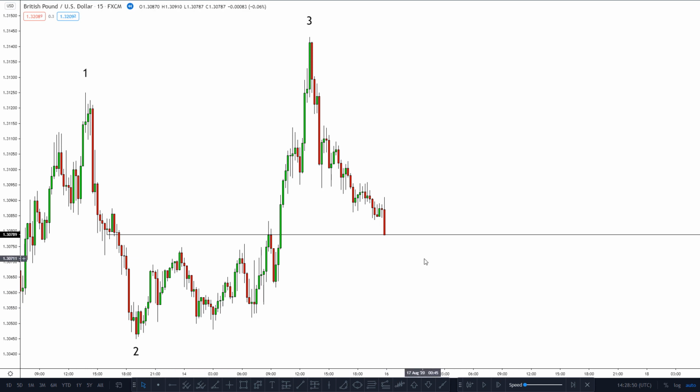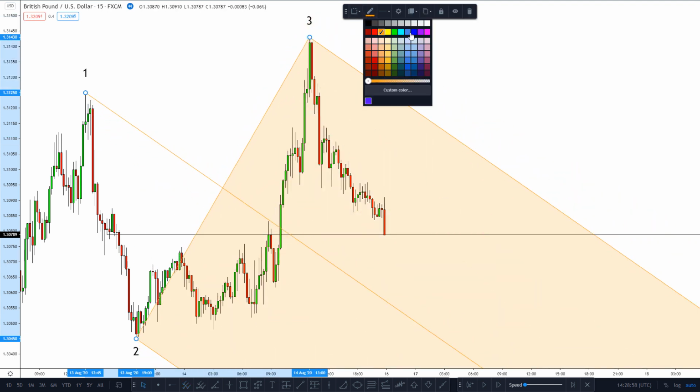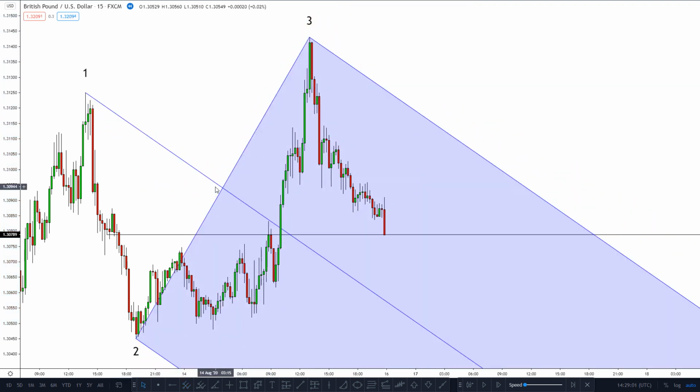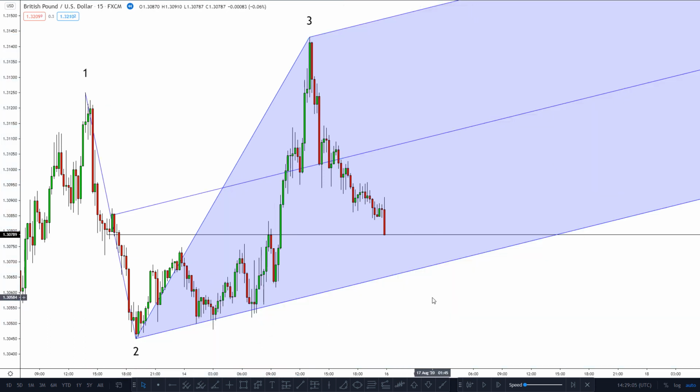We can observe this more objectively by plotting an Andrew's pitchfork on the market extremes, marked by the numbers 1, 2, and 3. Since we are looking for the upward motion of major buyers in this case, we need to modify the Andrew's pitchfork. The moment we modify the pitchfork, a few things start to become clear.